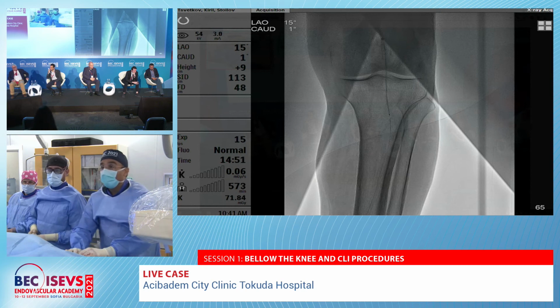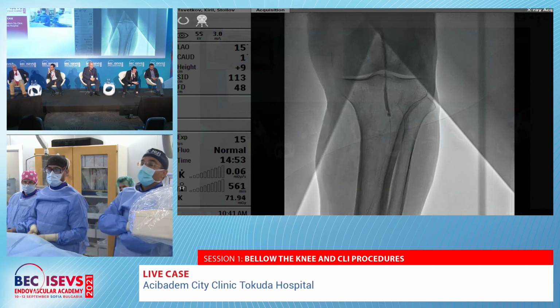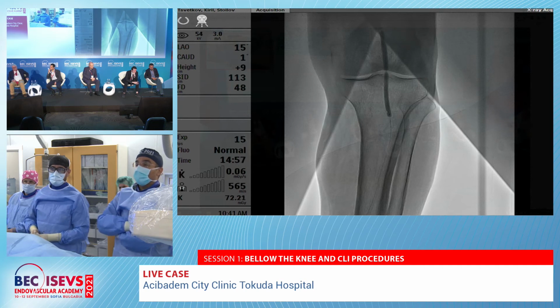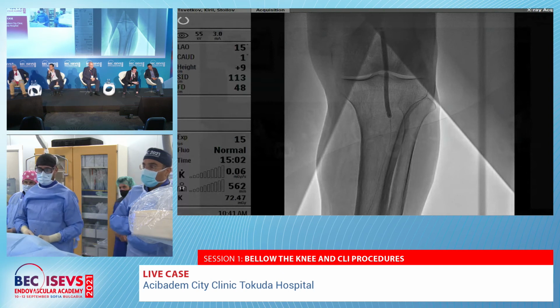Okay, and let's go back with our proceed. Okay, yes. So we will leave it here a little bit. So something is wrong with the balloon in the middle, but it's not bad. Okay, leave it here a little bit.